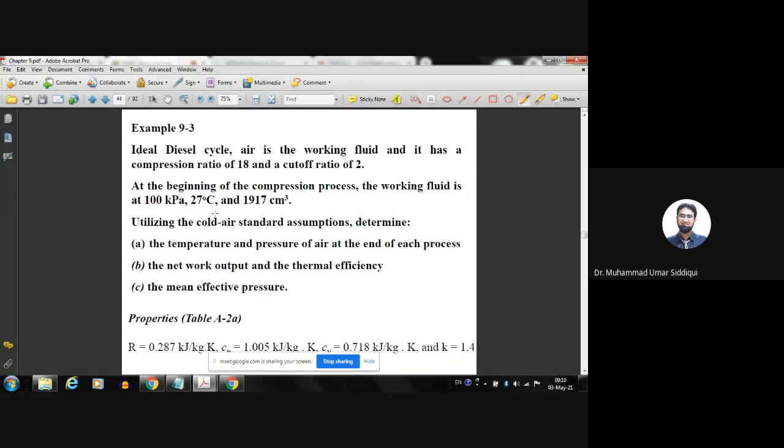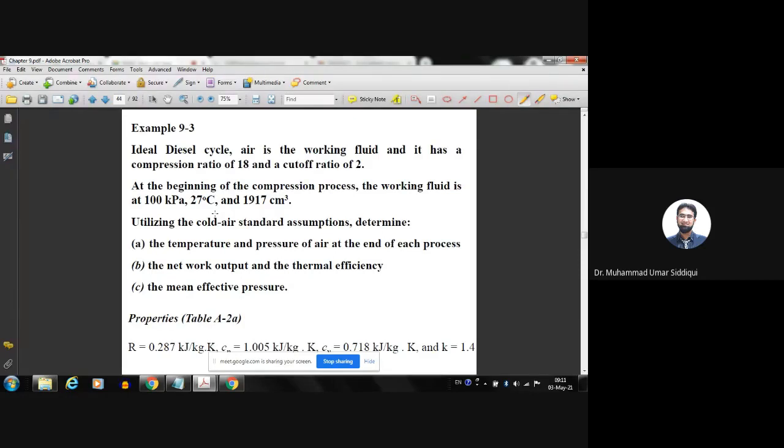We're going to start with the numerical of the diesel cycle. If anybody wants to ask any question, you can ask. Everything is clear so far? Is there any concept which is not clear? Please ask. Anything which is not clear? Clear, sir. Okay, so let's see this example.